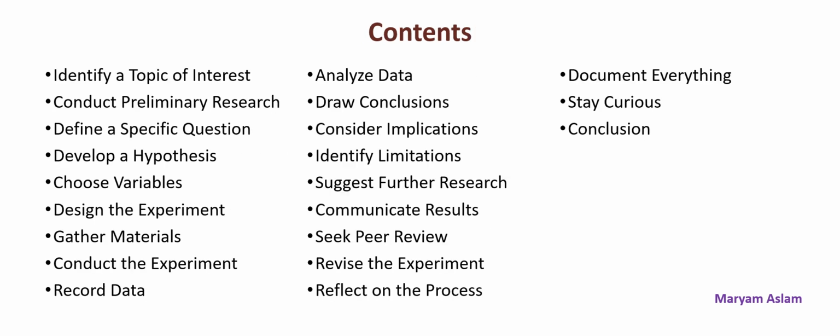Contents. Identify a topic of interest. Conduct preliminary research. Define a specific question. Develop a hypothesis. Choose variables. Design the experiment. Gather materials. Conduct the experiment. Record data. Analyze data. Draw conclusions. Consider implications. Identify limitations. Suggest further research. Communicate results. Seek peer review. Revise the experiment. Reflect on the process. Document everything. Stay curious. Conclusion.